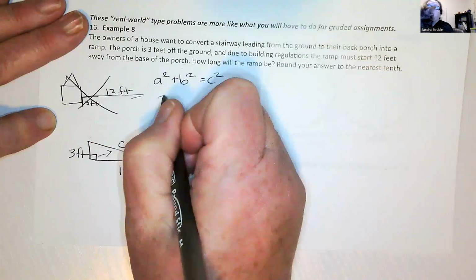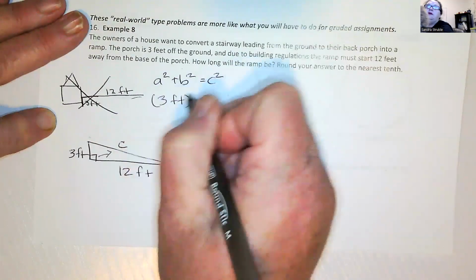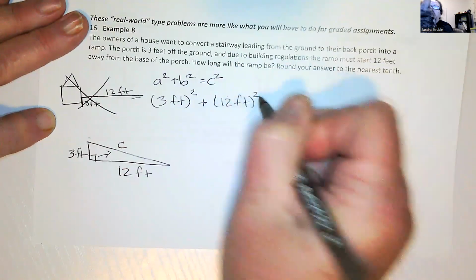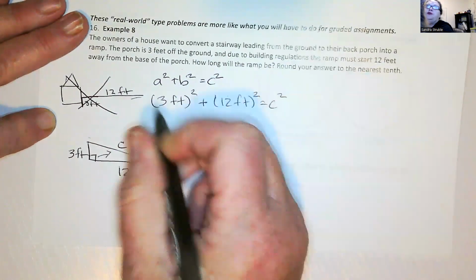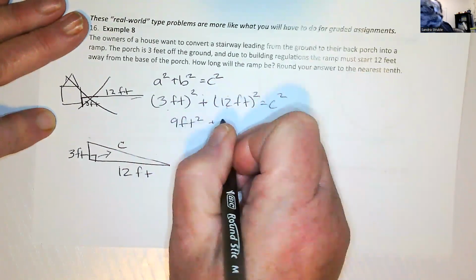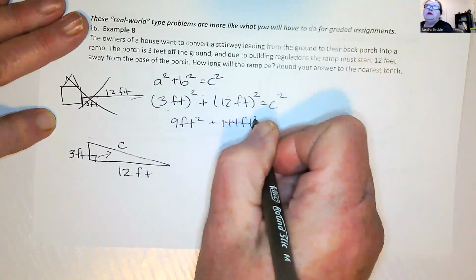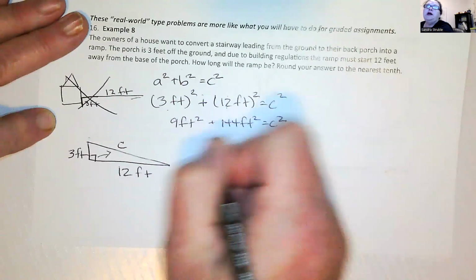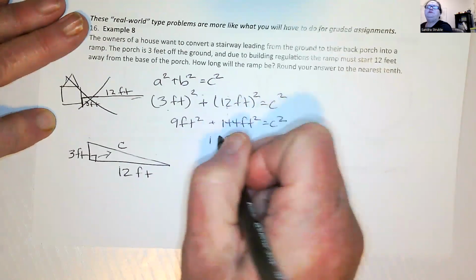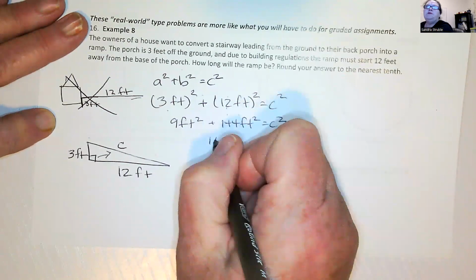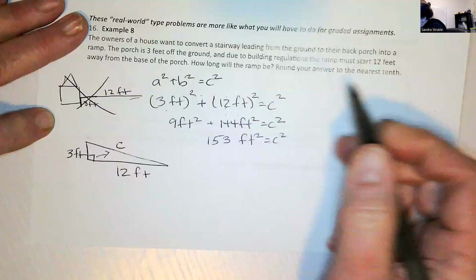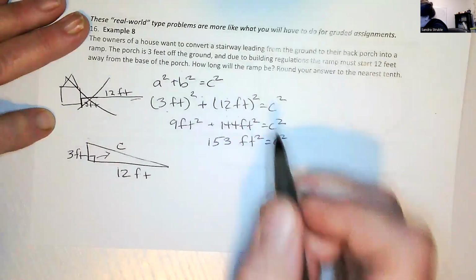So 3 feet squared plus 12 feet squared is equal to c squared. 3 squared is 9 feet squared. 12 squared is 144 feet squared, and that's equal to c squared. We're going to add these two together, 9, 10, 11, 12, 13. So 153 feet squared is equal to c squared. Am I doing this right at this point? Yes, okay.